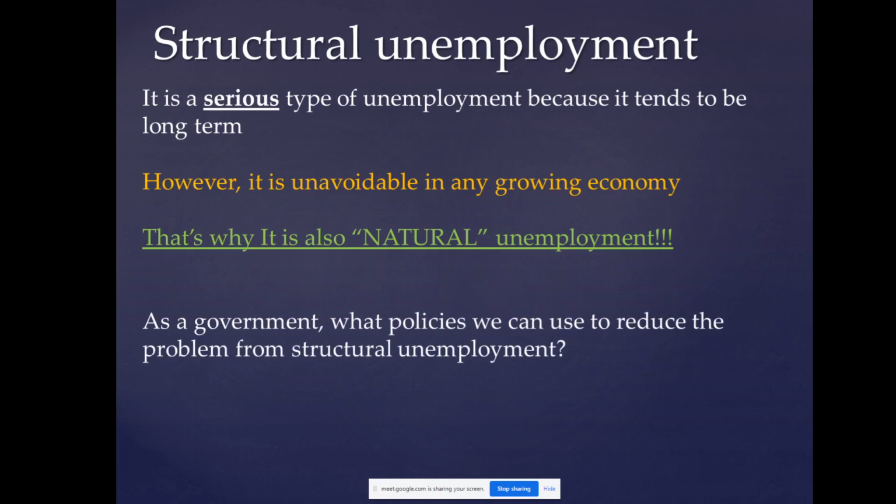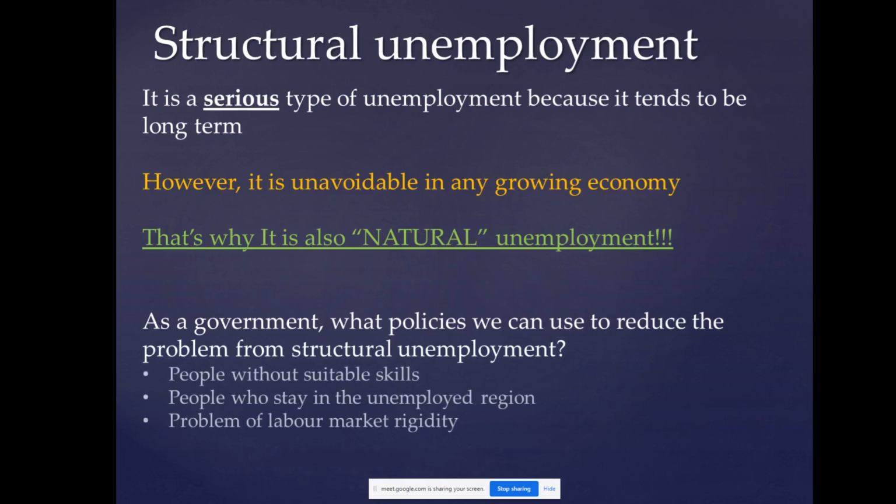So here, as a government, if you see structural unemployment, what can you do to reduce the problem? Here I have a few clues for you. Take a look at the 3 points. When you see structural unemployment, it's because of people without suitable skills, people who stay in the unemployed region, or the problem of labor market rigidity. So from the 3 points here, what policies do you suggest so that we can improve the situation?